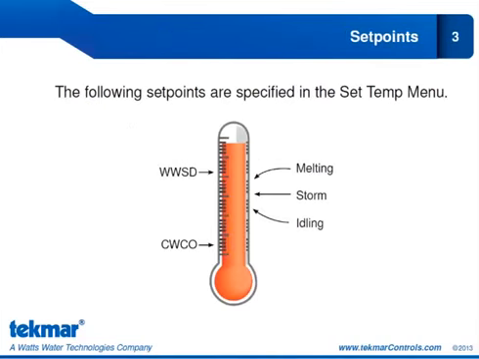The following set points are all specified in the set temp menu. So these are set points that the user or the installer would input for their particular system. We have our warm weather shutdown set point, cold weather cutout, the melting set point, the storm set point, and the idling set point. And we'll look at each of these over the next few slides.